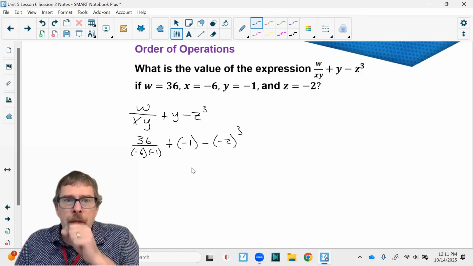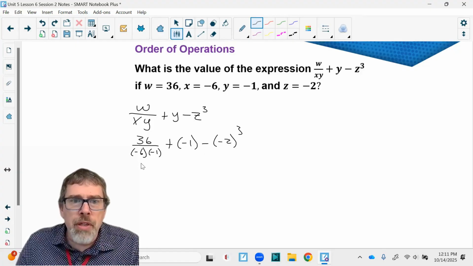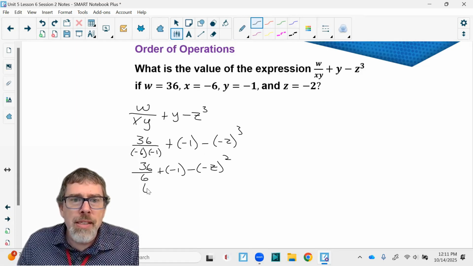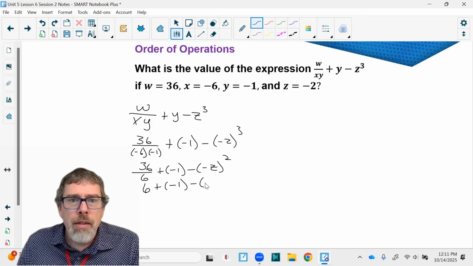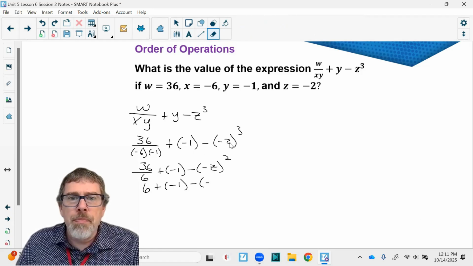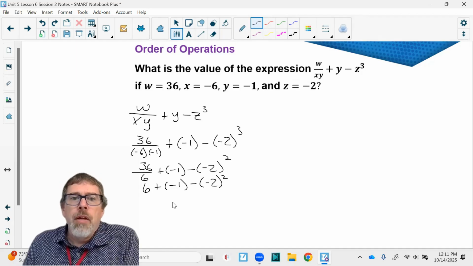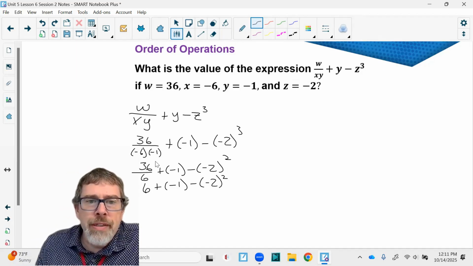So let's do that. This would be 36 over 6 plus -1 minus Z squared, and that would become 6 plus -1 minus negative, I forgot to put my Z in. Let me fix that. I didn't substitute my Z. Z is -2. Not, I did, but it looked like a Z. -2 squared.